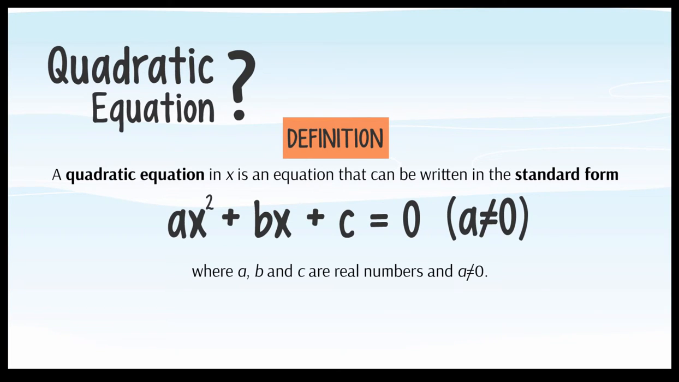A quadratic equation in x is an equation that can be written in the standard form ax squared plus bx plus c equals 0, where a, b, and c are real numbers and a is not equal to 0.